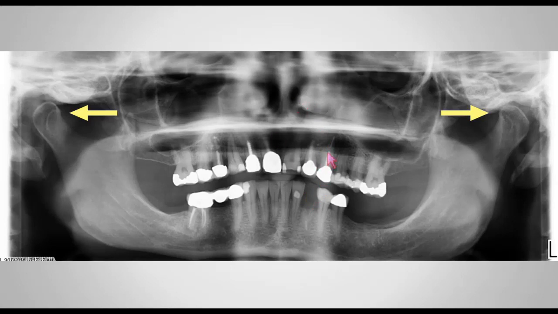This was taken the day the patient sat in my chair for the first time, with all the symptoms that she was referring that she was having. If you look at the condyles, this is the left condyle, this is the right condyle. Look at the difference in the distance between the condyle and the glenoid fossa on the left side compared to the right side.